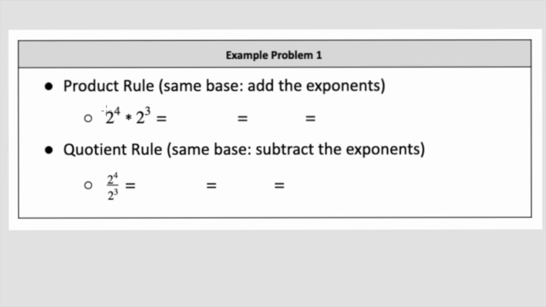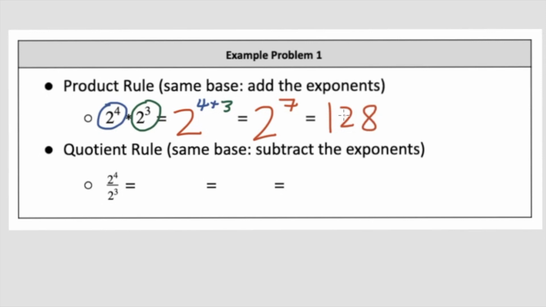Today will be the second part of our two-part lesson. Yesterday we learned the product rule, which tells us how to multiply numbers with the same base. As we see here, we have 2 to the power of 4 times 2 to the power of 3. We can simply add the exponents together. So we have 4 plus 3, which are the exponents. We add them together to get 2 to the power of 7, which is equal to 128.